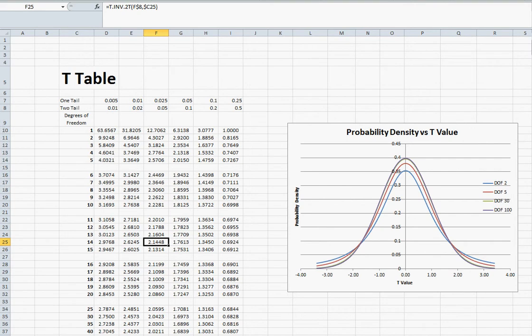This is Scott from www.fairlynerdy.com, and the purpose of this video is to go over how to make a t-table for statistical testing.